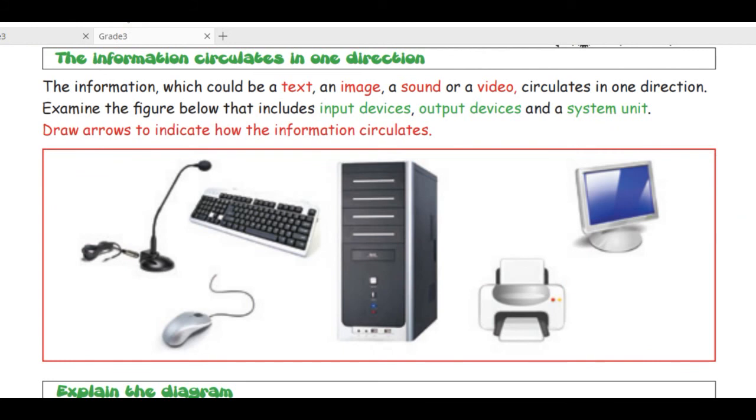and by moving to the next page, this diagram, where on the left we see input devices, on the right output devices, and in the middle we have the system unit. You have to explain to them how data and how information passes from input to output devices.